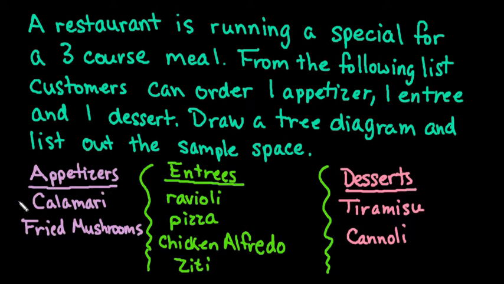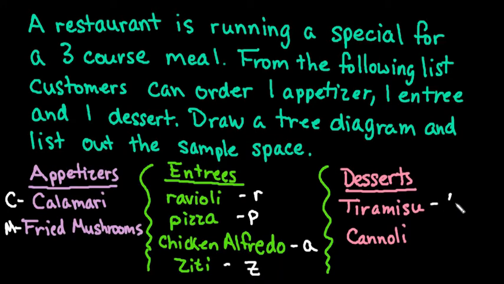So with this, I'm going to choose a letter for each of these just to make it easier when I'm setting them up, so I don't have to write out the entire word because that would take up a lot of space. I'm going to use C for calamari, M for mushrooms, R for ravioli, P for pizza, A for the chicken alfredo, and Z for ziti.